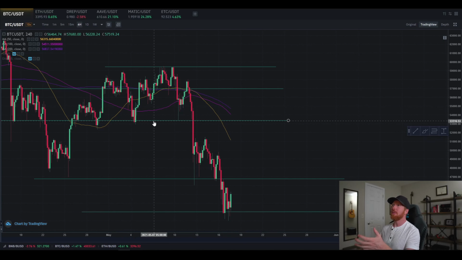Alright, so that's Bitcoin, that's the 4-hour chart. Not much else to note, just understand that that is essentially the current market sentiment right now, because again, Bitcoin does drive a lot of price, either up or down, so it's nice to know that.